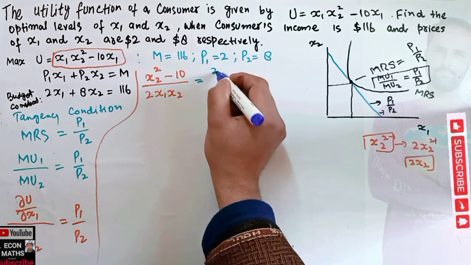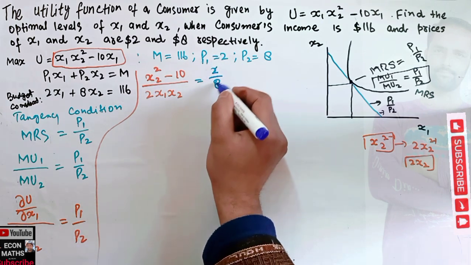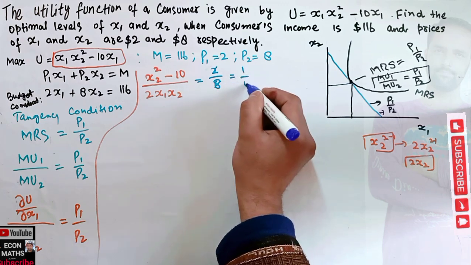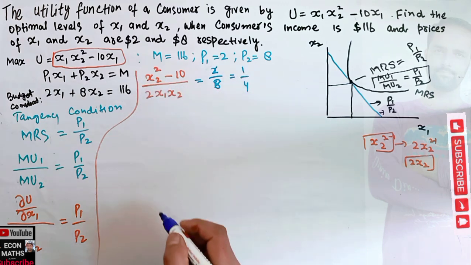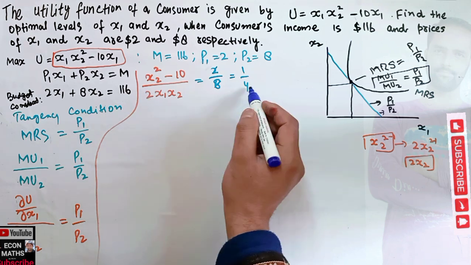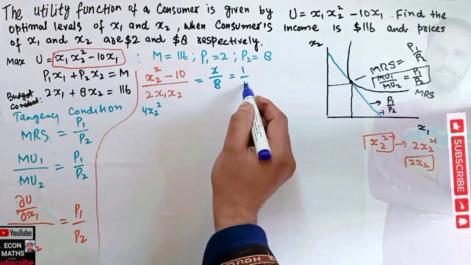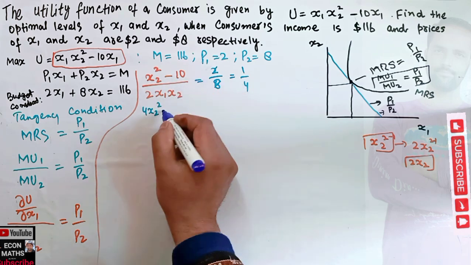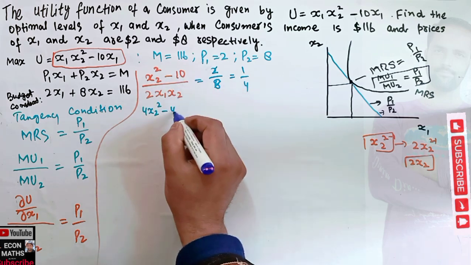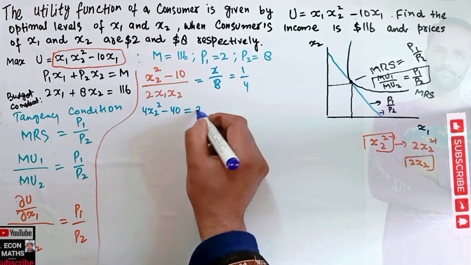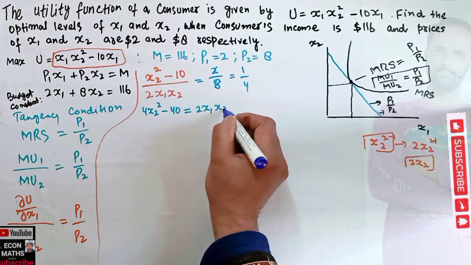P1 is 2, p2 is 8. So we can also write it like this, 1 upon 4. Now just cross multiply here, so we have 4 x2 square, and multiplying these, we have 4 tens are 40, should be equal to twice x1 x2.